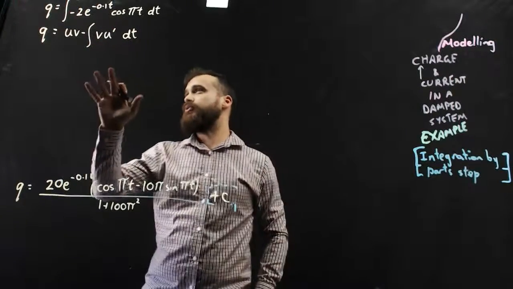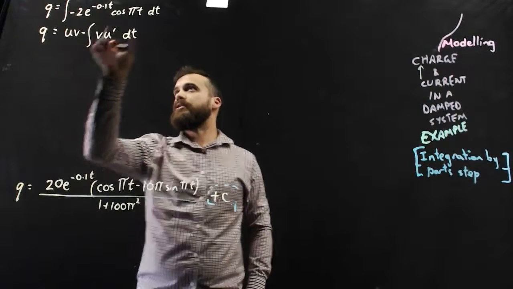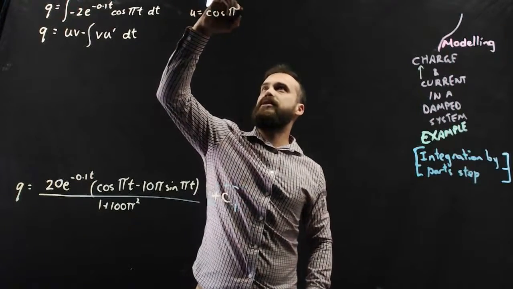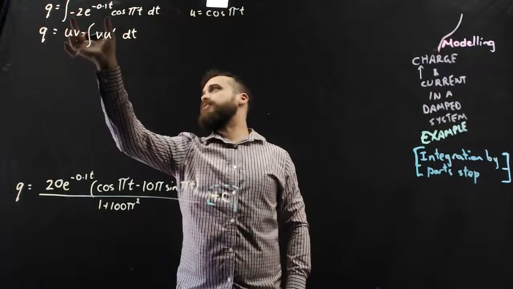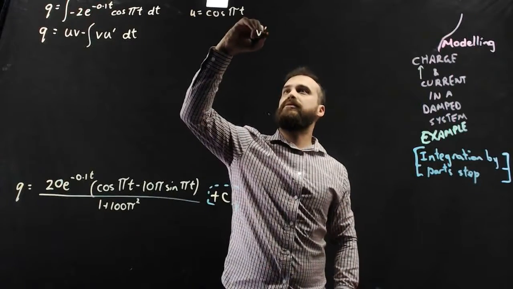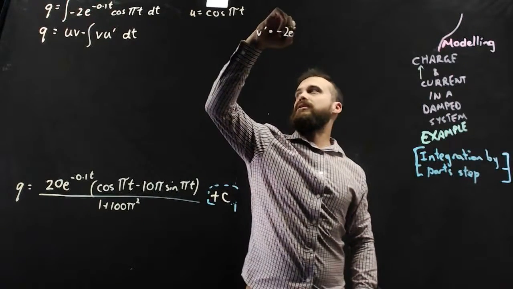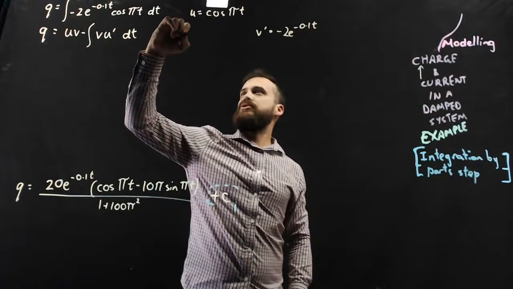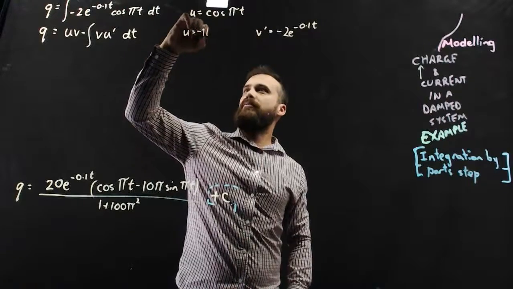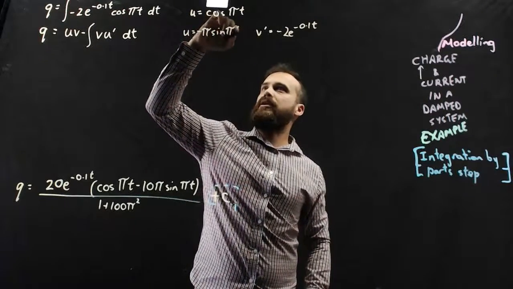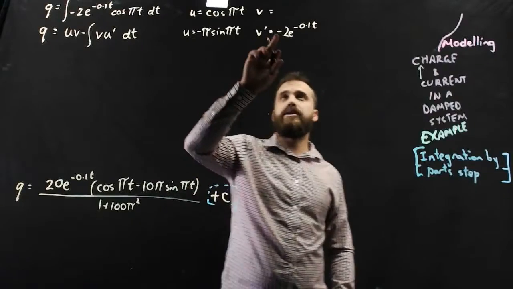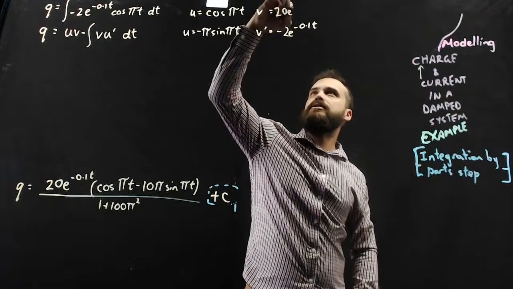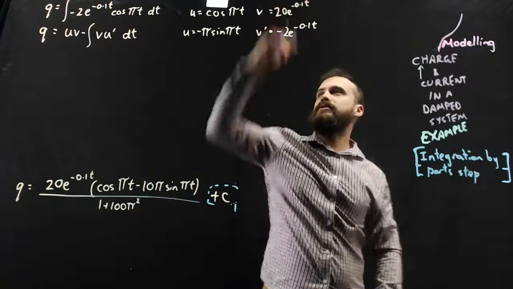Now you've done this one before. You're going to make your life easier if you make cos pi t u. So u equals cos pi t. And it's also going to make your life easier if this is v dash: negative 2e to the negative 0.1 t. Alright, so that means that u dash is going to equal negative pi sine pi t, and v will be negative 2 divided by negative 0.1, so 20 e to the negative 0.1 t.